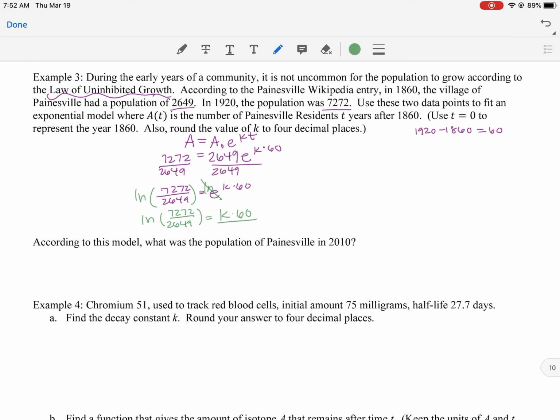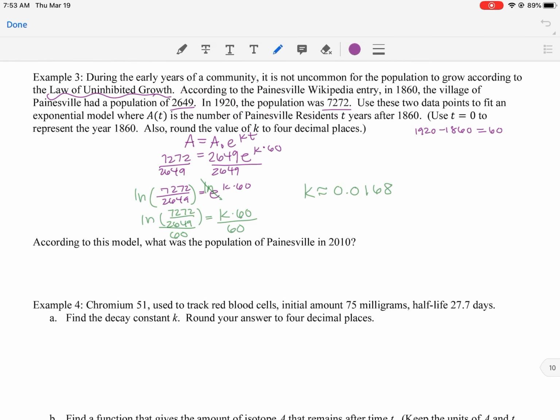So how do you think you get k all alone? Divide by 60. As you type in your calculator, natural log of 7272 divided by 2649, make sure to close the parentheses before you divide by 60. We end up that k is approximately 0.0168. There's a 3 after that, so we don't need to use that.